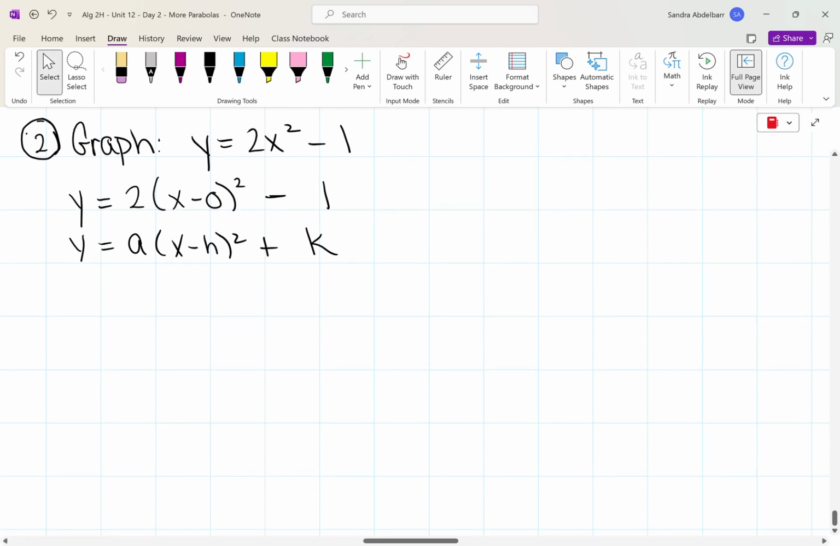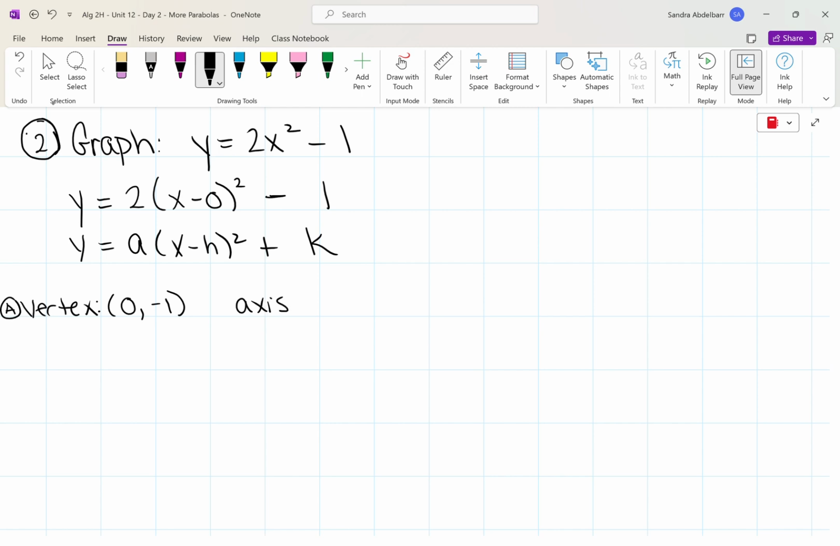All right, well, let's go through and find all the things we need to find. So first thing is our vertex. Our vertex is h, k, so we're 0, -1. My axis of symmetry is going to be x equals h, so that's x equals 0. Which direction is this opening to? Up, you got it.